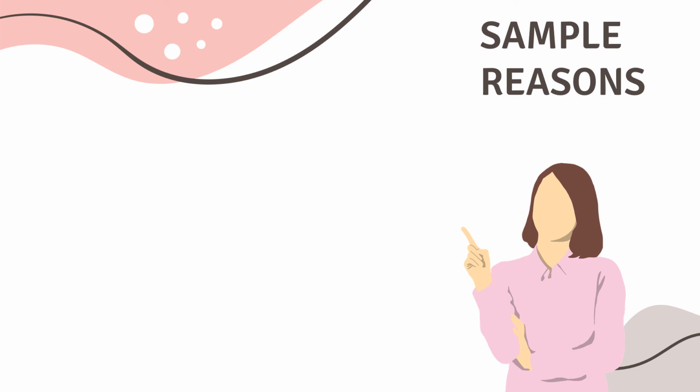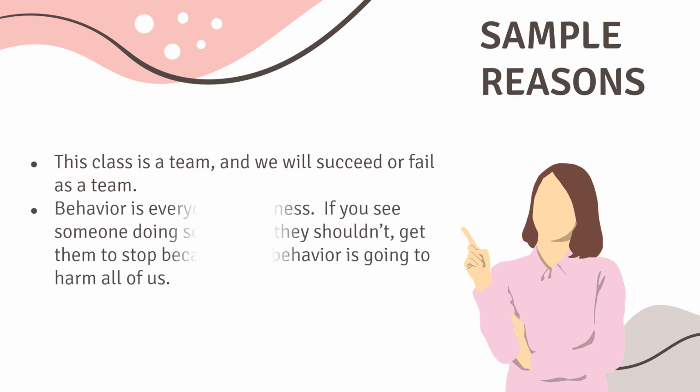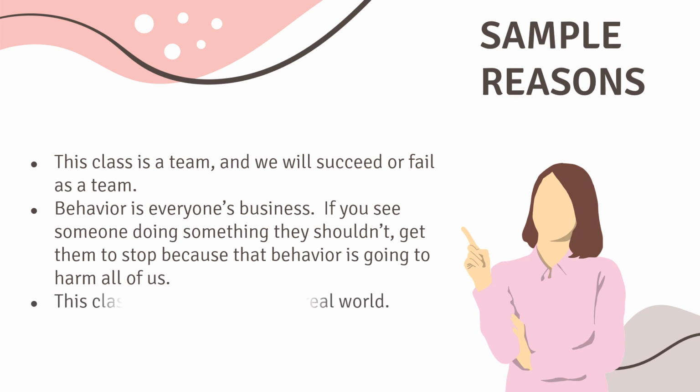Sample reasons. These examples are from Bill Cecil's book, Best Year Ever. Explain to them that we are all in this together. There are many real-world examples that prove this point. First reason, this class is a team, and we will succeed or fail as a team. Second, behavior is everyone's business. If you see someone doing something they shouldn't, get them to stop because that behavior is going to harm all of us. And this classroom will reflect the real world.